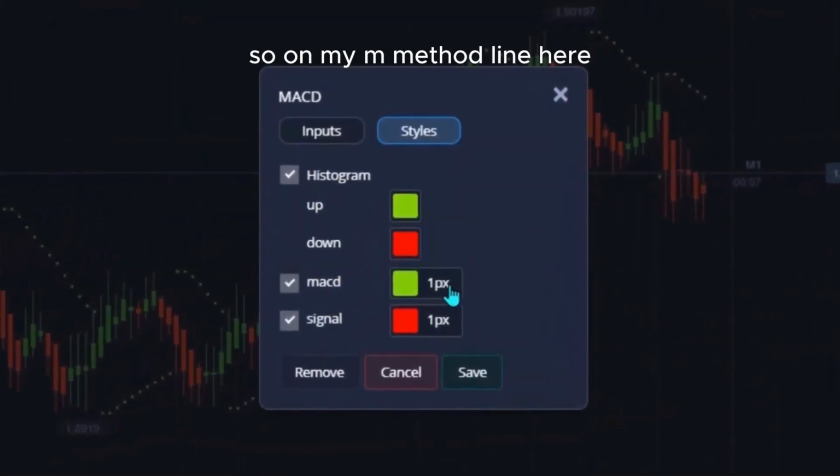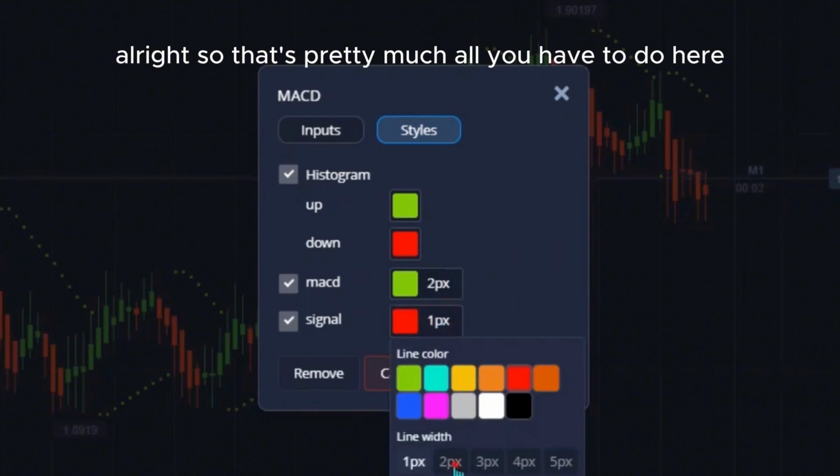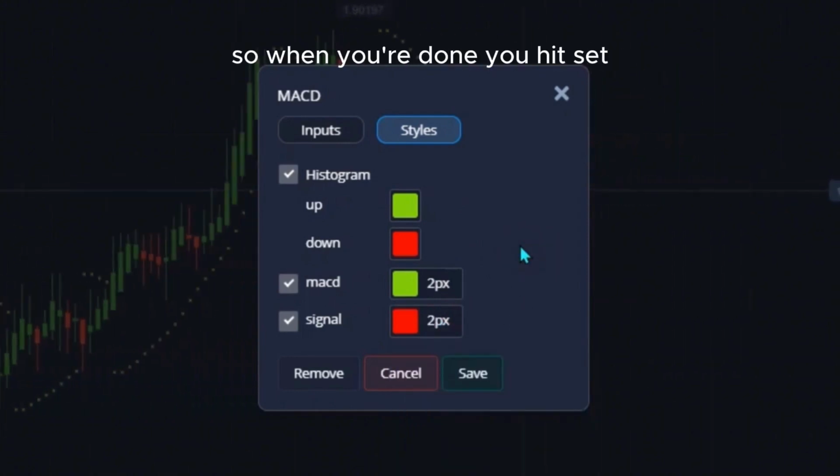On my MACD line here, I'm going to set the thickness to 2 pixels. This is also applicable to the signal line. All right, so that's pretty much all you have to do here. When you're done, you hit set.